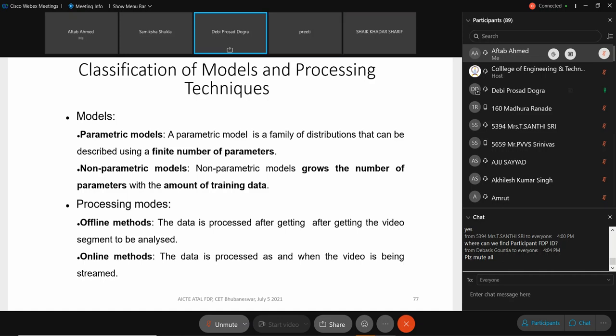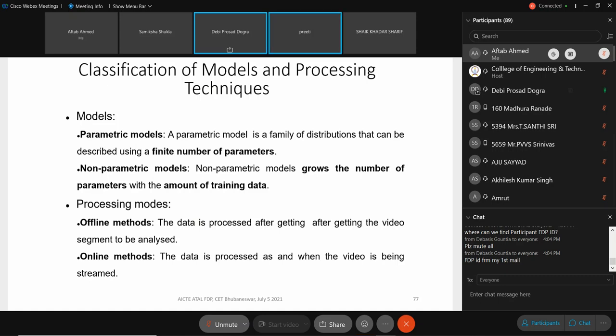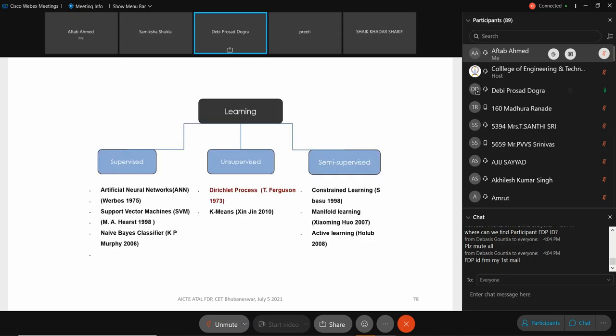And we also have different types of models. We can have parametric models, which have a finite number of parameters. We have non-parametric models, where the number of parameters grows as the model evolves and with the amount of training data involved. Then we have the processing model: we can have offline methods, and we can have online methods.